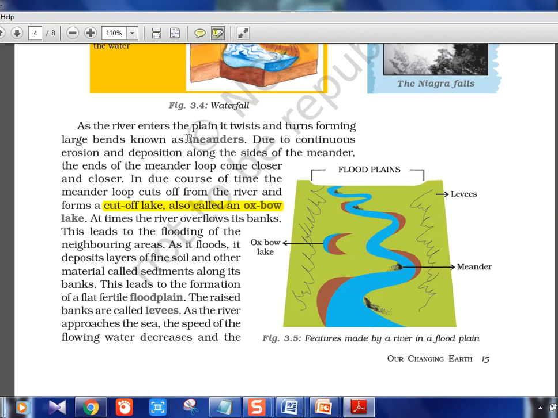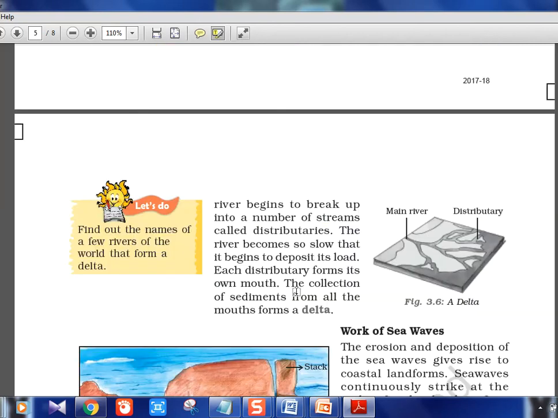Okay, meanders are the twists and turns. Twists and turns are meanders. Then floodplain, the place where it is flowing, that is a floodplain. The river begins to break up into a number of streams called distributaries. We have seen this river will be splitting like this into different streams, that is distributary. Then delta, this is the mouth of the river, and this thing is called delta.